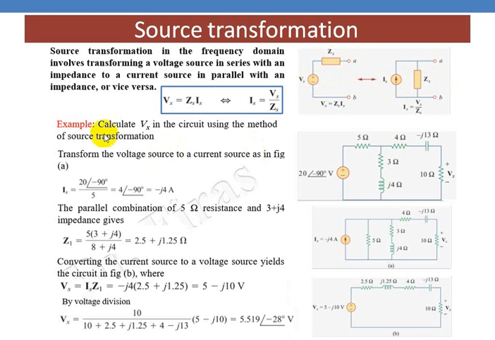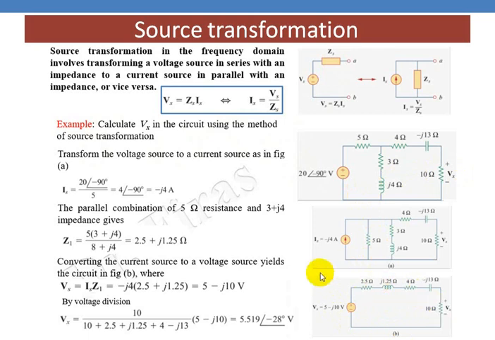Now consider this example. Calculate Vx in the circuit using the method of source transformation. So here you are asked to calculate this Vx. You have to use source transformation. If you apply source transformation, you have to reduce this circuit to this form. Then finally you can apply the voltage division rule and find Vx.